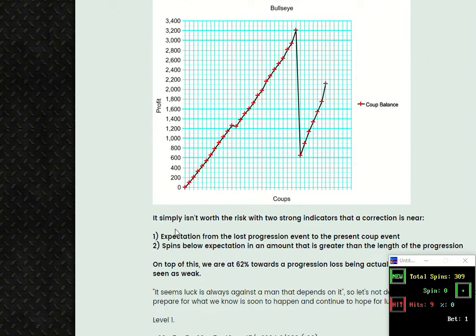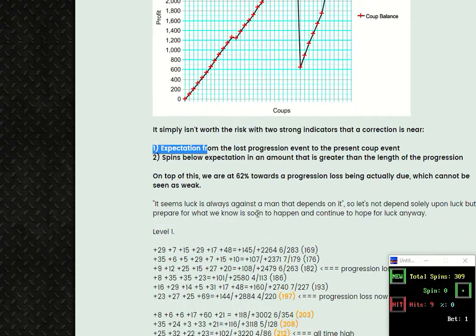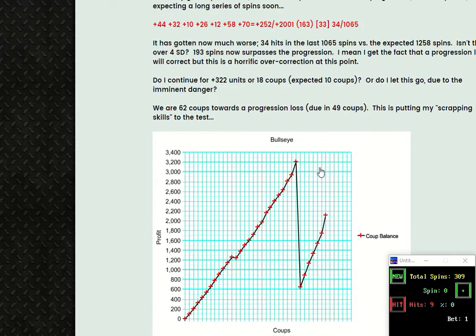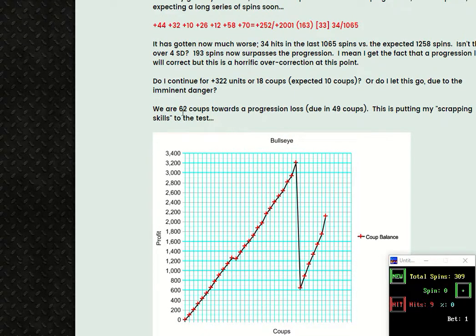Let's cut this off. This number one is progression loss event. So this is the PLE ratio. This is the present coup event. So here we are, 62 coups towards a progression loss. It's due in 49 coups. Well, 62 to 49. So what's that?